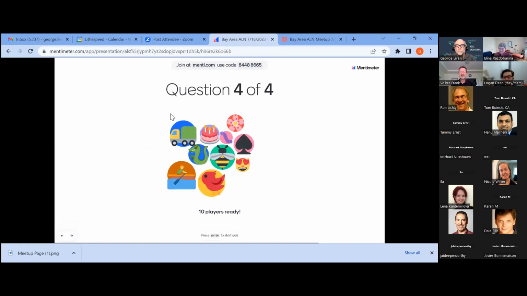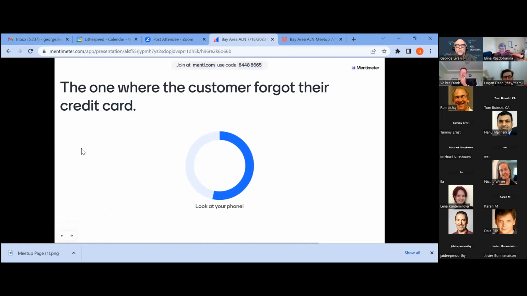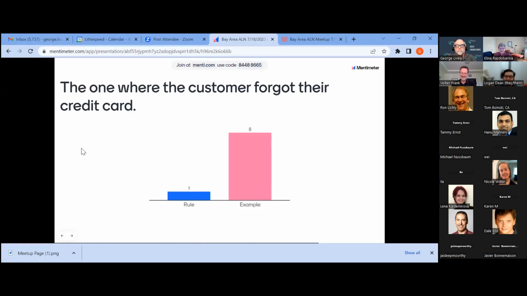All right, and the last one. The one where the customer forgot their credit card. Is that a rule or an example? Okay, so most of you are right. It is an example. It might not sound super specific, so it is kind of confusing in that sense. But as I mentioned earlier, it's nice to have a low fidelity approach to these so that everyone has an understanding, and so you can get a little non-specific on some of these scenarios and examples. But most of you got that right.